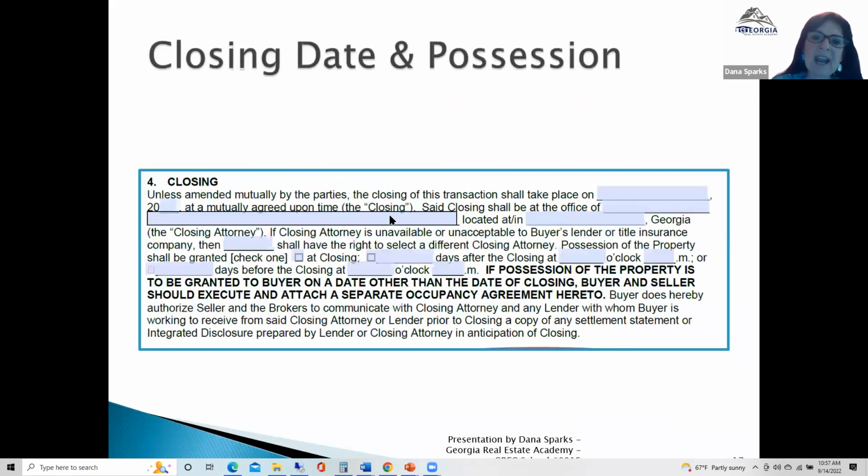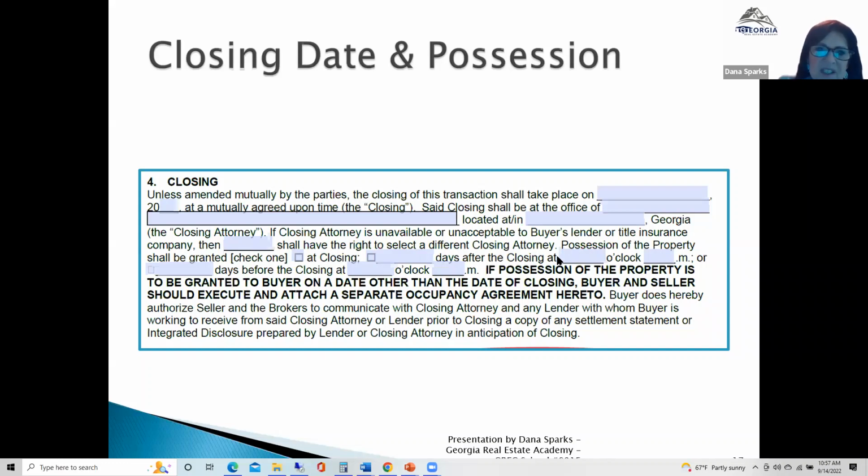Now, moving back to closing, if the closing attorney is unacceptable to a buyer's lender or title, then blank. You guys need to fill in this blank. Don't leave any blanks in your contracts. You're going to fill in either buyer or seller shall have the right to select a different closing attorney. So make sure you negotiate that if the closing attorney represents the buyer's lender. If the buyer's lender doesn't accept or approve of that, then buyer or seller shall have the right to select.